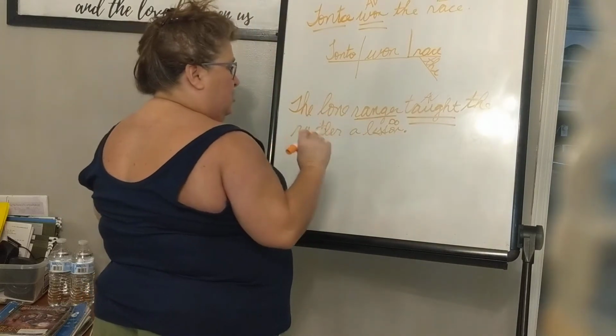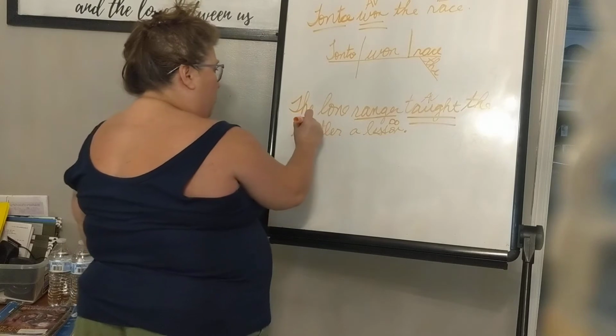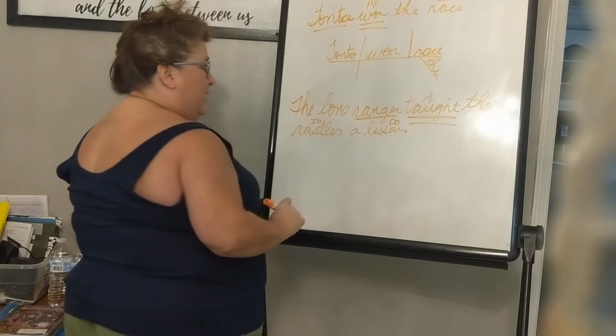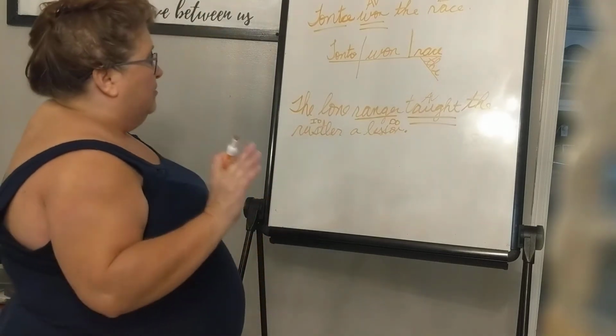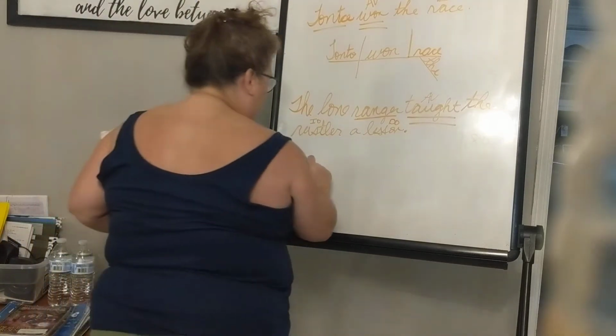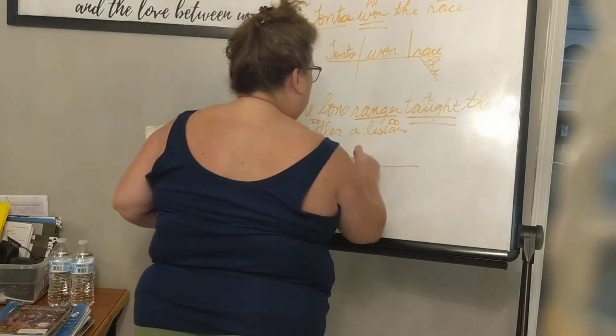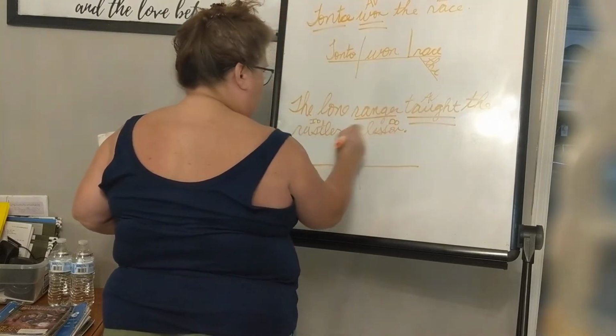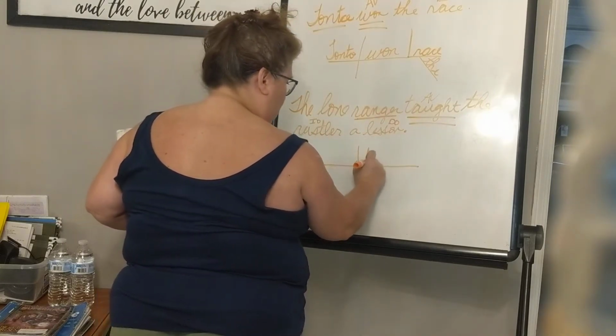Ranger taught lesson to whom or for whom? Rustler is our indirect object, okay? So this is how we diagram it when we have an indirect object. We still diagram our subject and verb and direct object the same way. So taught is our verb.